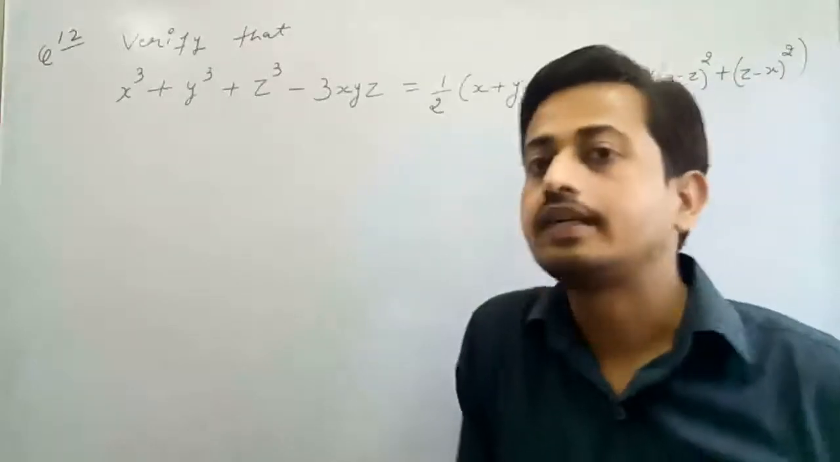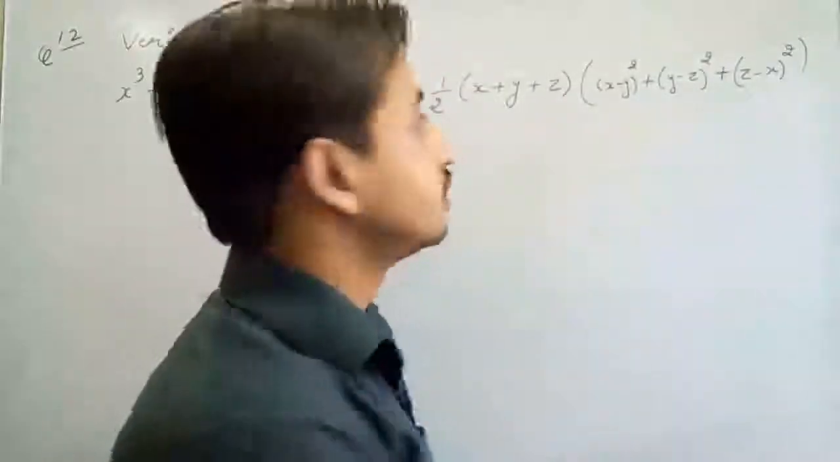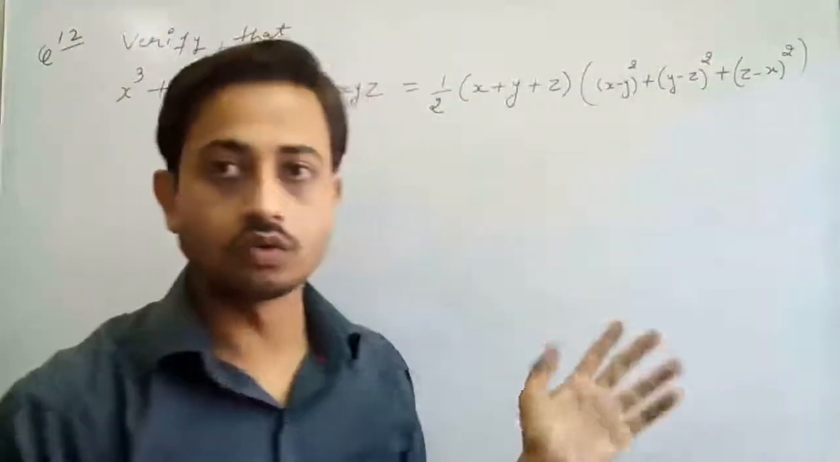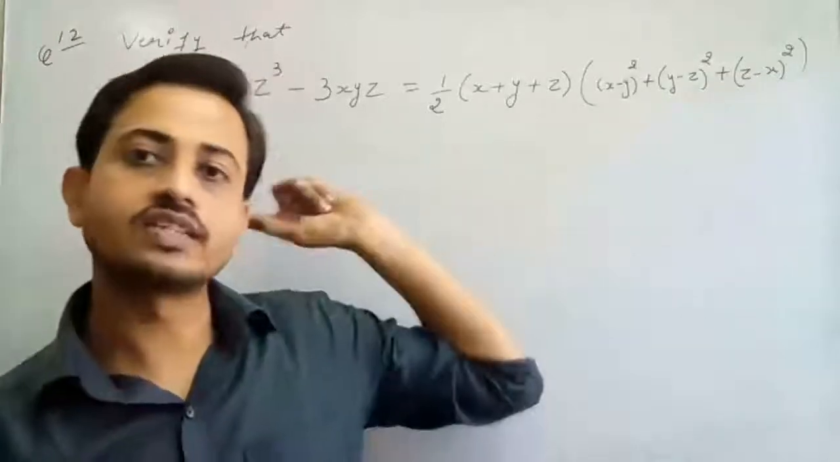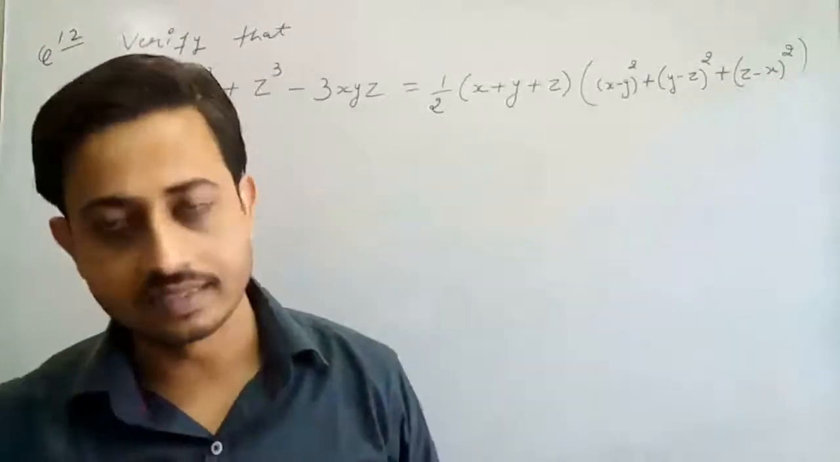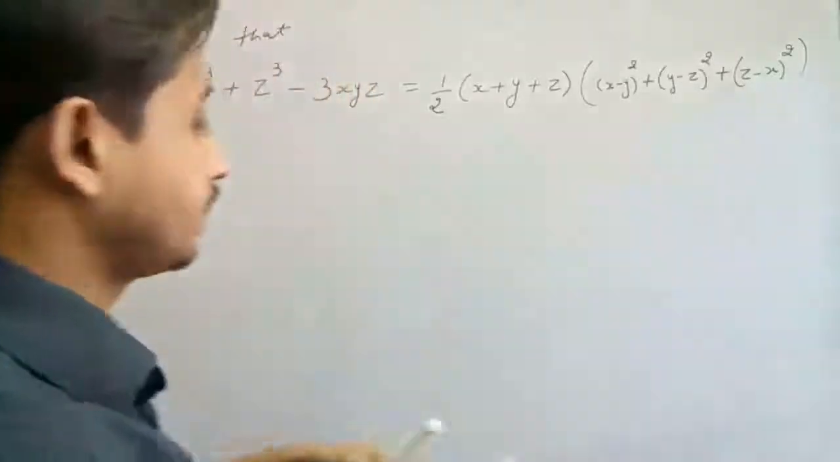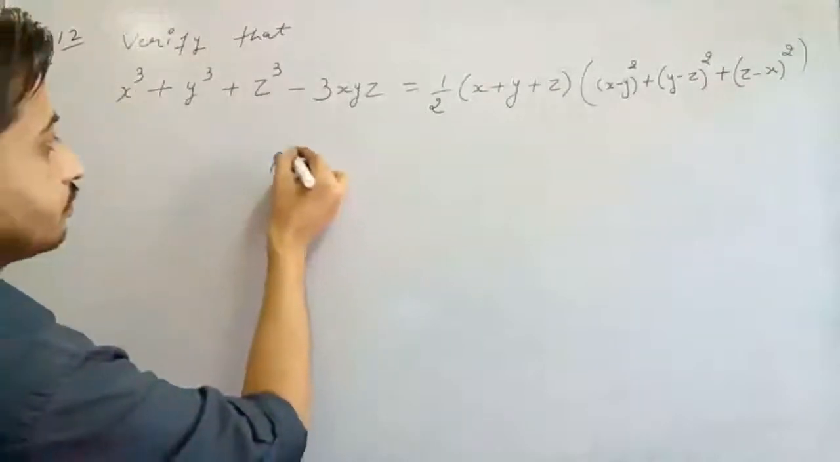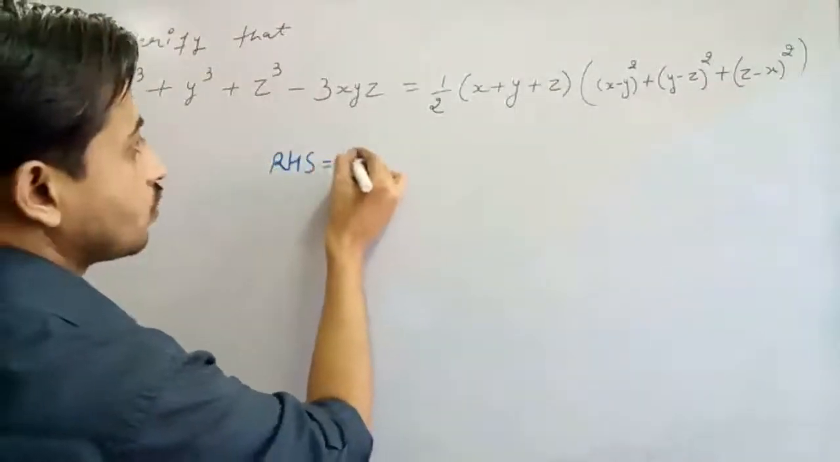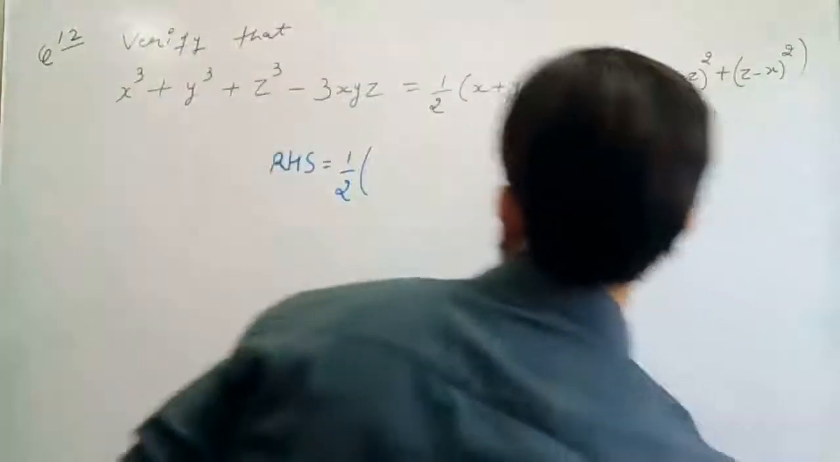So what we have to do? Take the longer term. Compared to this term, I think this term is very long. So you have to take this term and try to simplify. You get the left hand side very easily. Then we have proved the question. So take the right hand side. I am doing the right hand side. What is the right hand side?